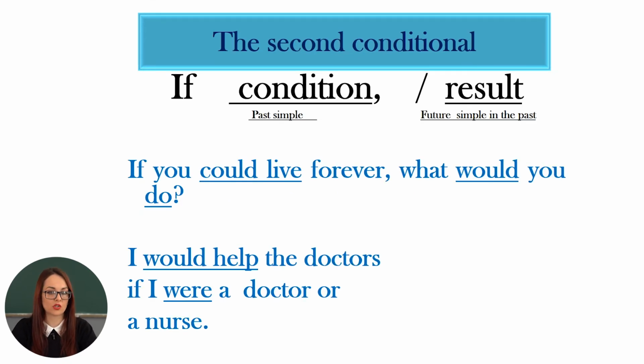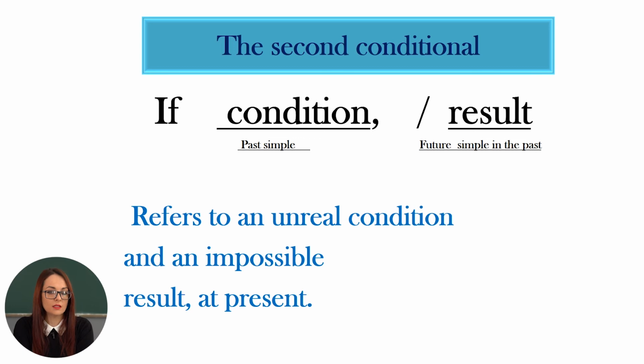The second conditional. The conditional clause predicate in the second conditional is at past simple. The result clause is at future simple in the past. For example, "If you could live forever, what would you do?" Or, "I would help the doctors if I were a doctor or a nurse." The second conditional refers to an unreal condition and an impossible result at present.